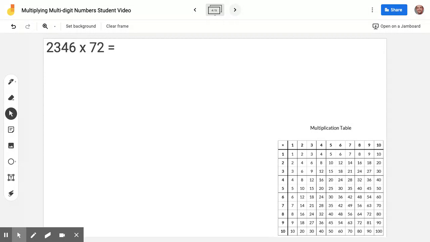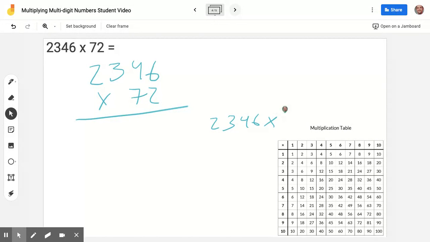All right, here we go. Which one has more digits? The first number does, so we're going to put that on top. Whatever has more digits, put that on top. Okay, row 1 is going to be 2346 times 2. And row 2 is going to be 2346 times 70. So those are our rows.